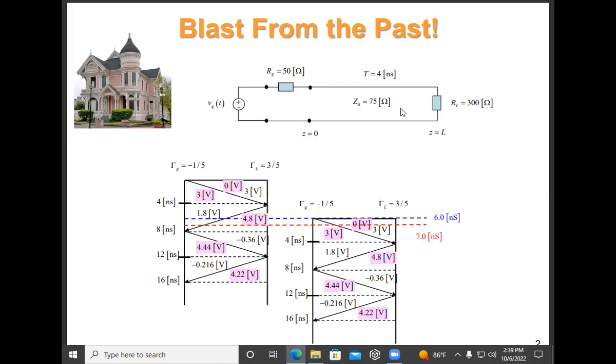Now it's good to immediately label the reflection coefficient. So at the load end, it would be (300 minus 75) over (300 plus 75). Which, because of these nice numbers, comes out to be a nice 3/5 or 0.6. At the generator end, because of this impedance right here, the reflection coefficient is (50 minus 75) over (50 plus 75), and that comes out to be a negative number because this value is smaller than this one, and a nice value of minus 1/5.